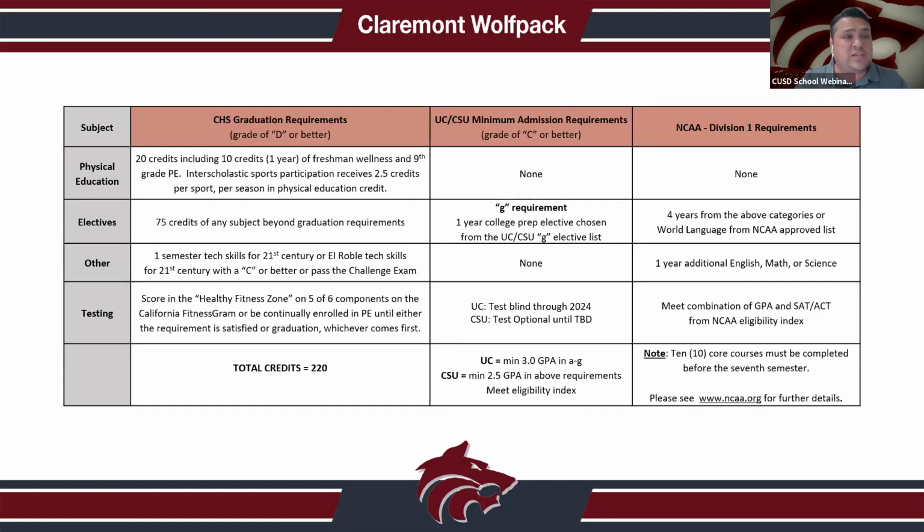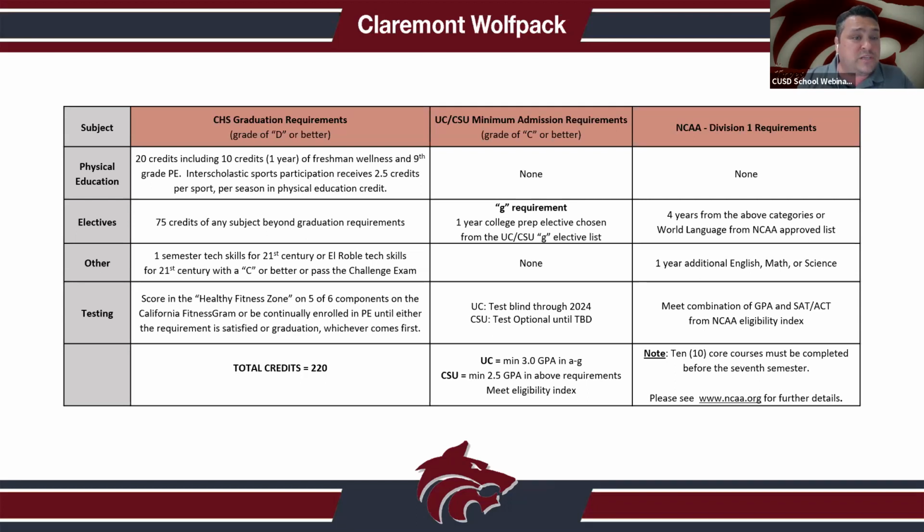Moving down to physical education, to graduate from Claremont High School, you do need 20 credits. That includes the 10 credits you took in freshman wellness this year. You will also need 10 more credits. Now, to get those last 10 credits, you can take an additional PE class in your sophomore, junior, or senior year, or you can play a sport.